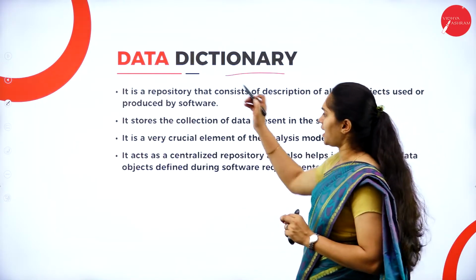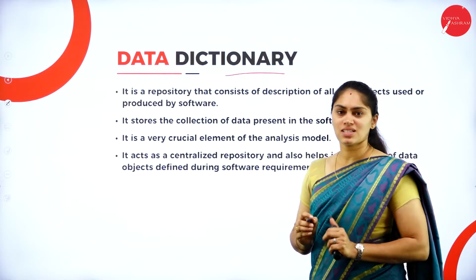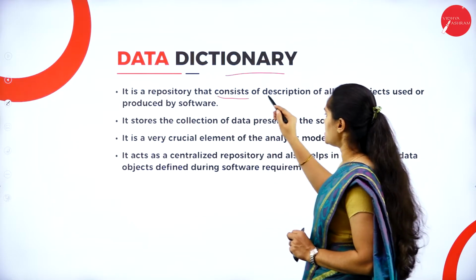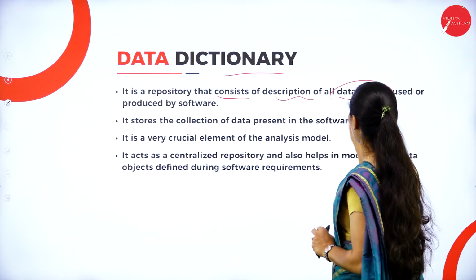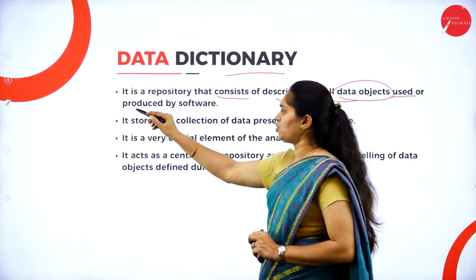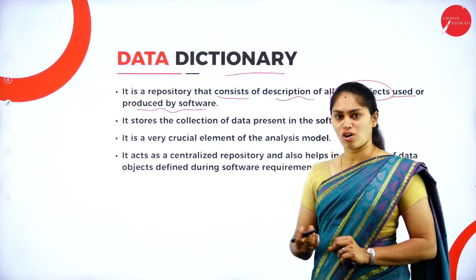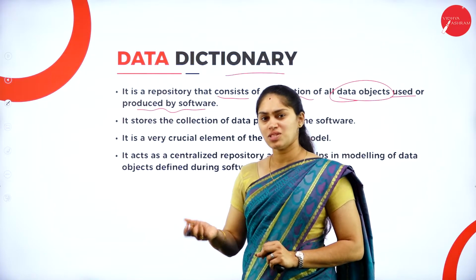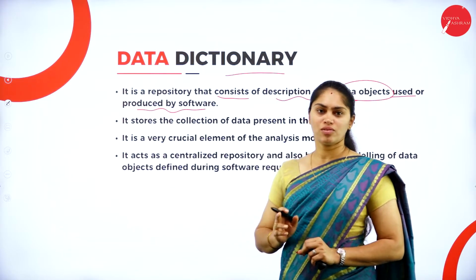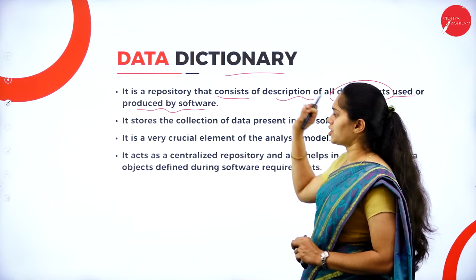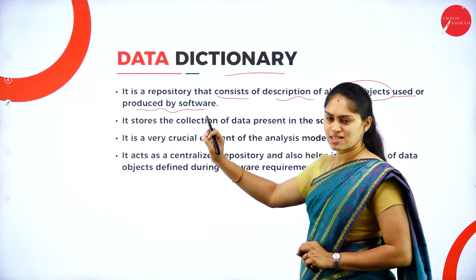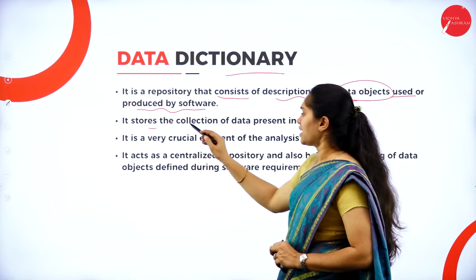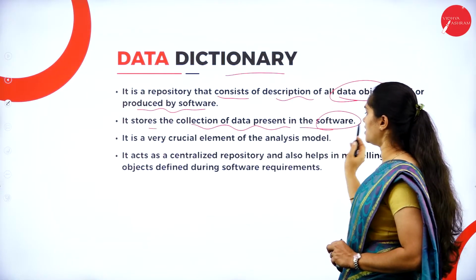So then the data dictionary mainly is going to act as a repository. It is going to have complete details, consisting of descriptions of all the data objects that we are going to use or that are produced by the software. So whatever data objects we are using and whatever data objects are going to be produced after the software development, everything is going to be stored, and that collection is considered as what? Data dictionary. Mainly it is going to have a collection of data which is present in the software.